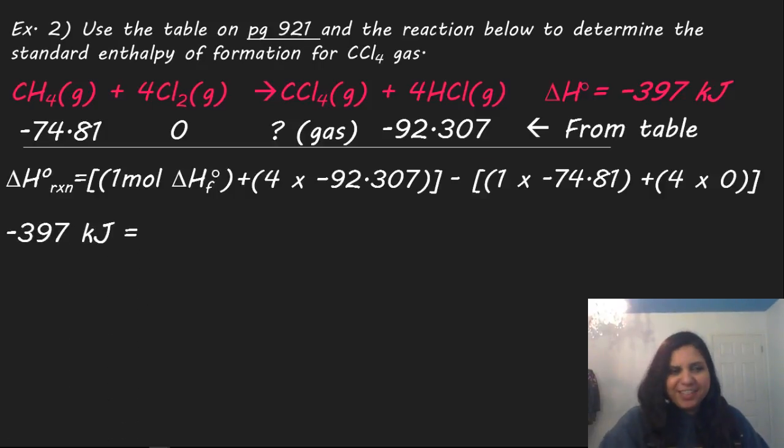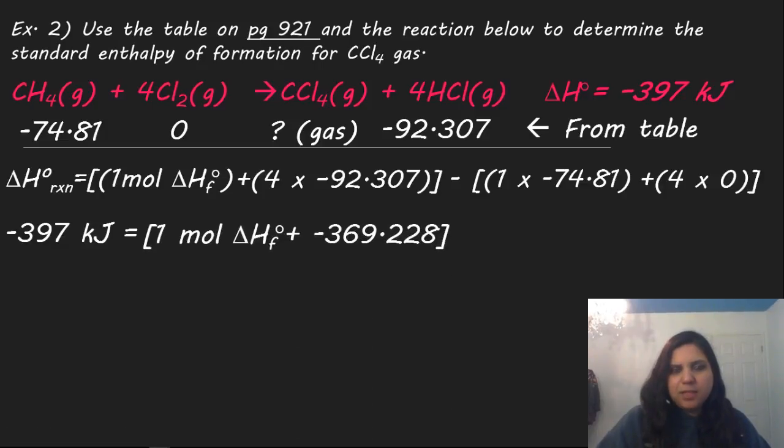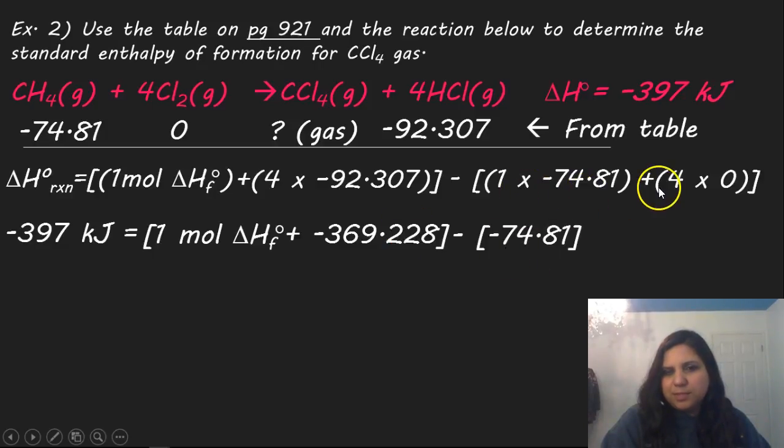Negative 397 is the delta H of reaction. So I replaced that with this, with that. I'm going to leave the 1 mole of delta HF there. I combined these two terms, so by multiplying, that's the product that I got, minus, so this times this plus this, which is just 0, is negative 74.81. So be really careful, because if you notice here, you're going to subtract a negative, which will be like adding. So if you mess this up and your sign's off, then you'll come up with the wrong answer.